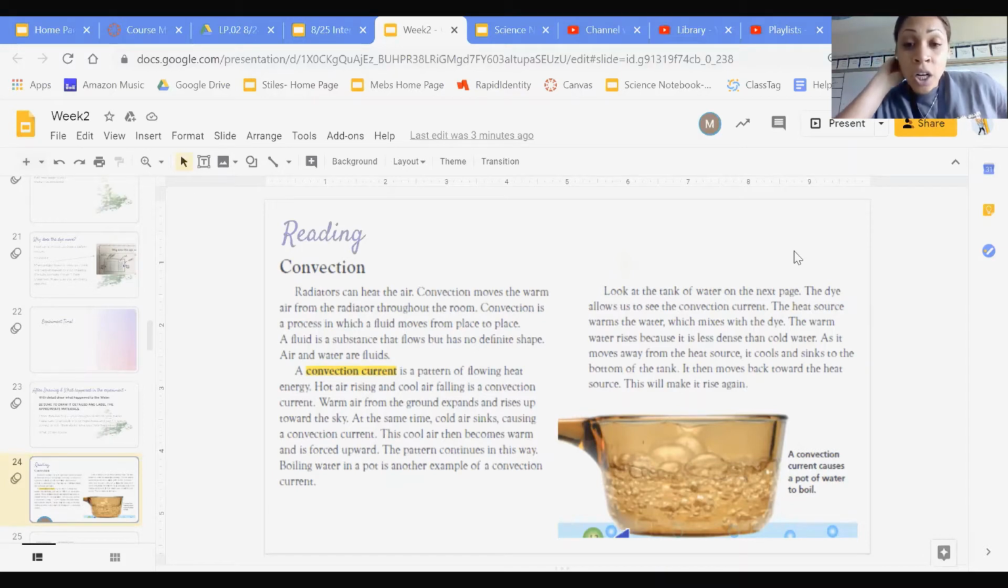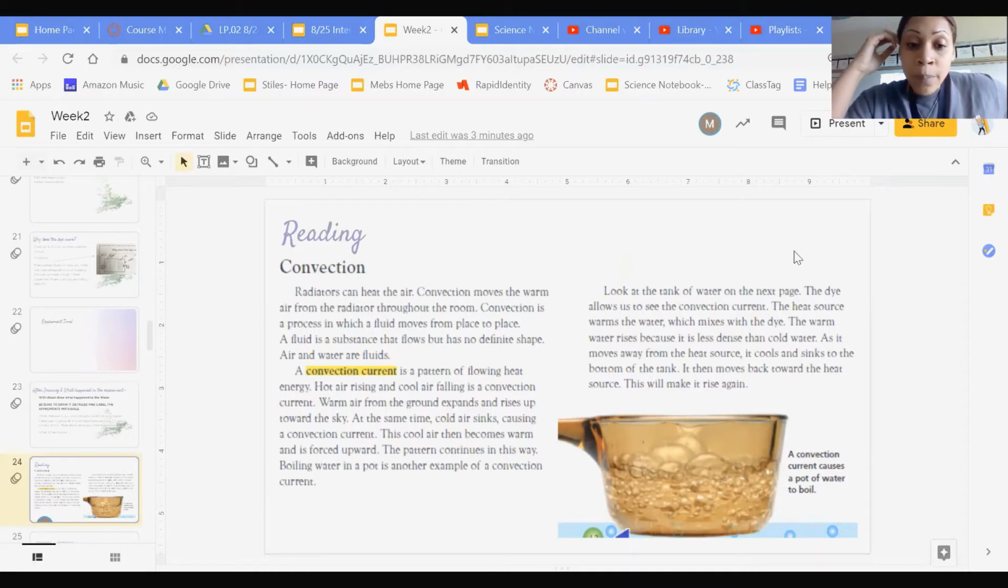All right, so air and water are fluids. A convection current is a pattern of heat energy. Hot air or water rising and cool air or cool water falling is a convection current. Warm air from the ground expands and rises up towards the sky when we're talking about weather. At the same time, cold air sinks, causing a convection current. The cool air then becomes warm and is forced up. The pattern continues in this way.